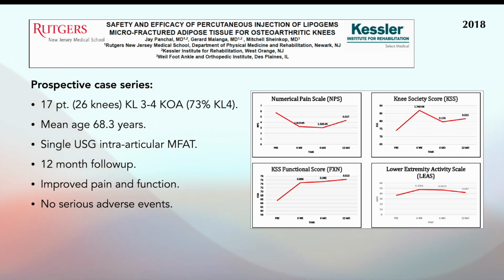Dr. Panchal, Malenga, and Scheinkopf published this paper in 2018. They also looked at 17 patients, 26 knees with moderate to severe knee OA, with most of these patients grade 4 knee osteoarthritis, with a single ultrasound-guided intra-articular MFAT injection. They followed their patients for 12 months, and they showed significant improvements in the numerical pain scale, the Knee Society score, as well as the functional and lower extremity scales. And most importantly, no serious adverse events were noted.